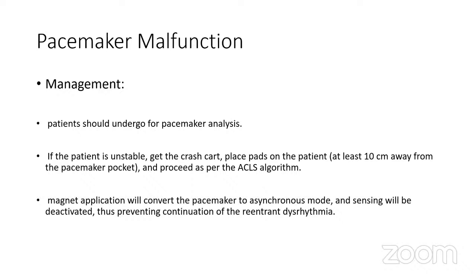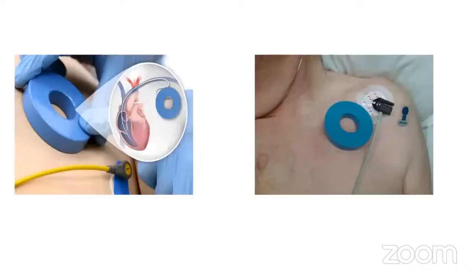Moving to the management of this malfunction, the patient should undergo pacemaker analysis first. If the patient is unstable, we have to get a crash cart, place a pad on the patient at least 10 centimeters away from the pacemaker pocket, and proceed with the ACLS algorithm. We can also place a magnet that will convert the pacemaker to asynchronous mode, and sensing will be deactivated, thus preventing the continuity of the reentrant dysrhythmia. Here's a picture of the magnet ring.